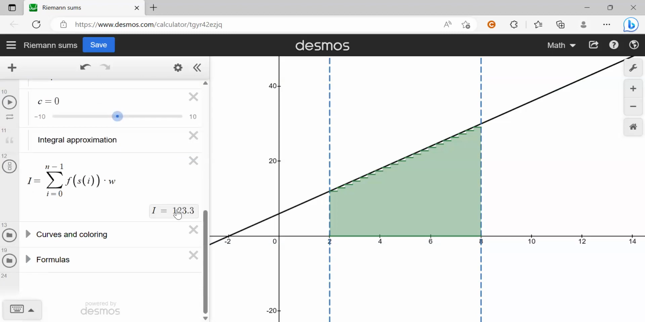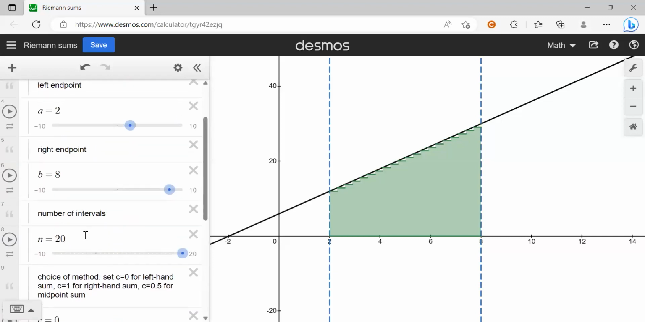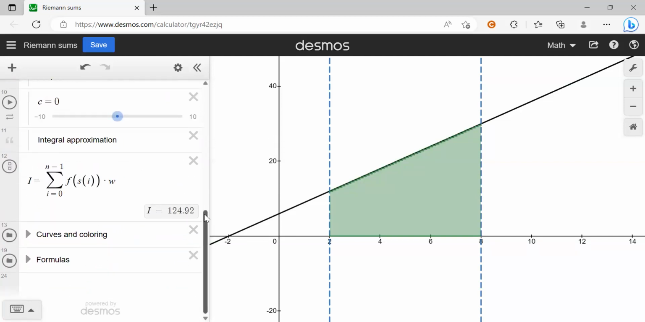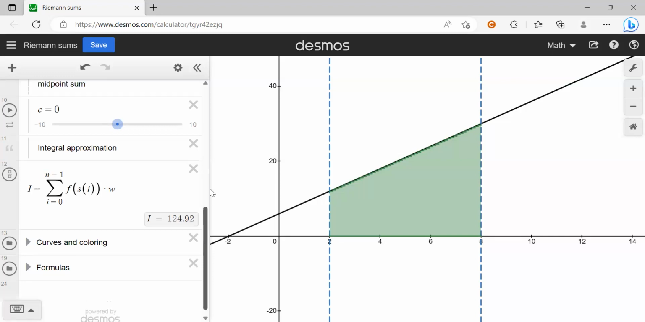Let's take a look at the approximation here, 123.3, right? This is the sum of the areas of the rectangles. If I now increase it to, let's say, 50, just now it was 123.3, now it becomes 124.92. It's increasing, but it's getting slower. The increase is slower. It's only plus 2, just now 123, now 124.